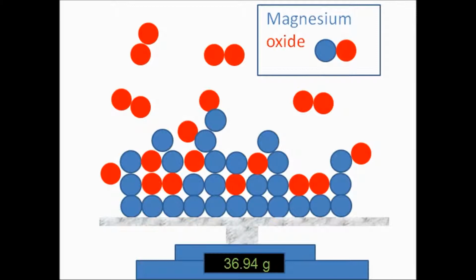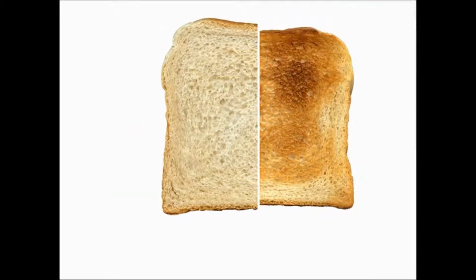Right, I will leave you with something to think about now. If I weigh a piece of bread, cook it, then weigh it again, will it get heavier, lighter, or the same? Well, I'll tell you, it gets lighter. When you cook bread, when you turn bread to toast, it gets lighter. But can you tell me why?